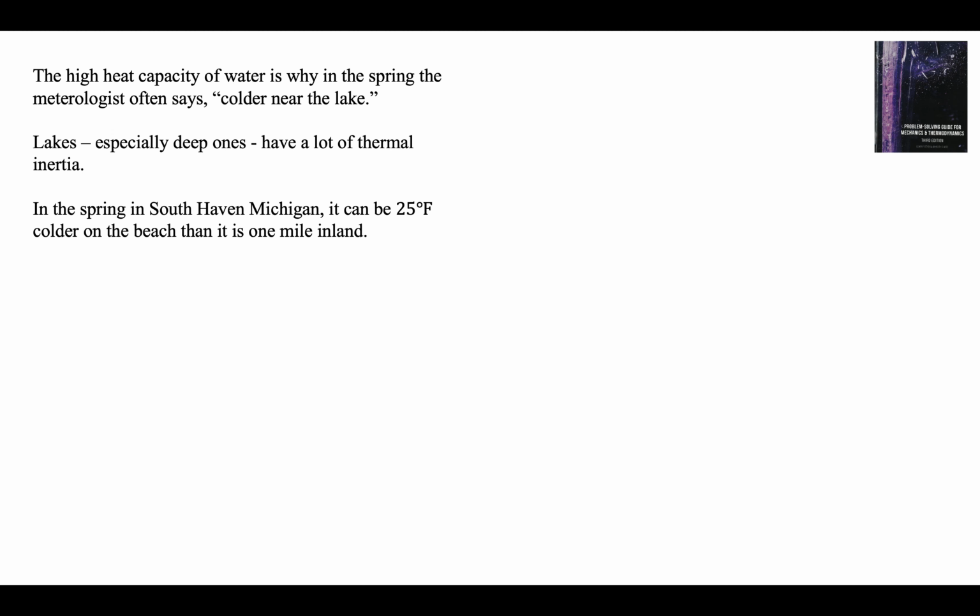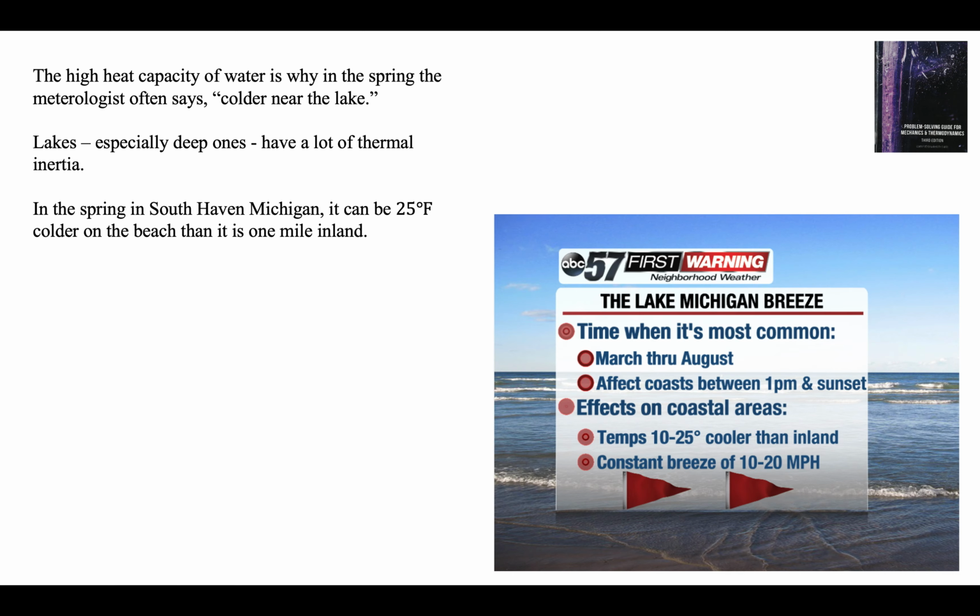Finally, the meteorologist often says colder near the lake, especially if you're talking about Lake Michigan, which is deep, a lot deeper than Lake Erie. Lake Michigan has a lot of thermal inertia. In the spring in South Haven, Michigan, which is on the east coast of Lake Michigan, it can be 25 degrees colder on the beach than 1 mile inland.